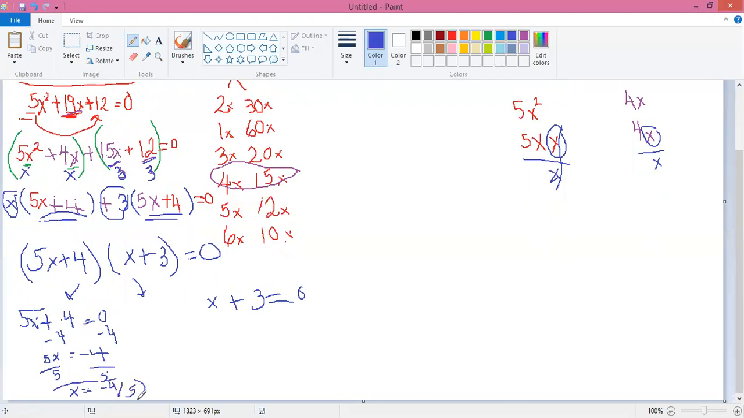Then I'm going to go over to the x plus 3 equals 0. I'm going to subtract 3 from both sides. And I get x equals negative 3. And that's my other solution. And then we're done.